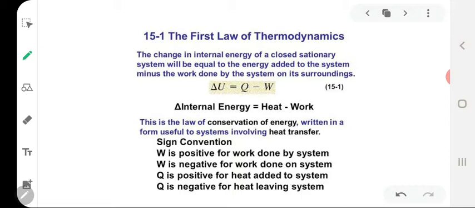So according to first law of thermodynamics, if an amount of heat dQ is added to a system, a part of it may increase its internal energy by an amount dU, while the remaining part may be used up as the external work dW done by the system. Thus, if dQ, dU and dW all are in same units, then dQ is equal to dU plus dW.